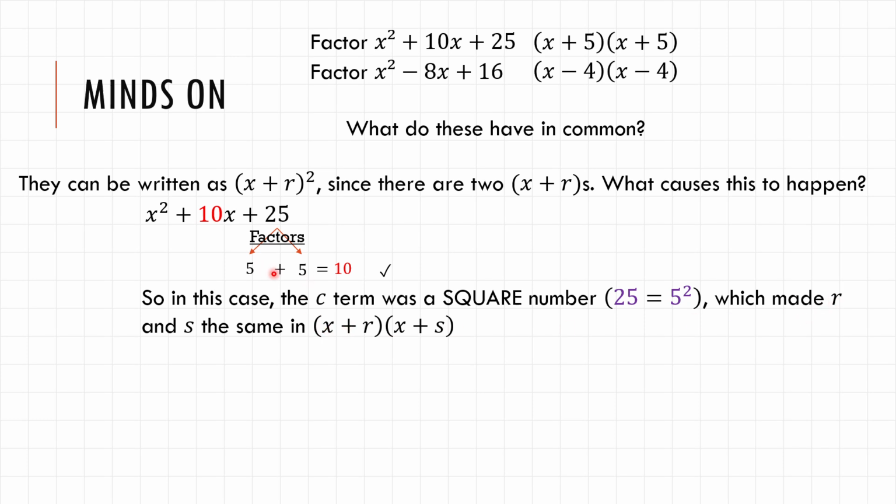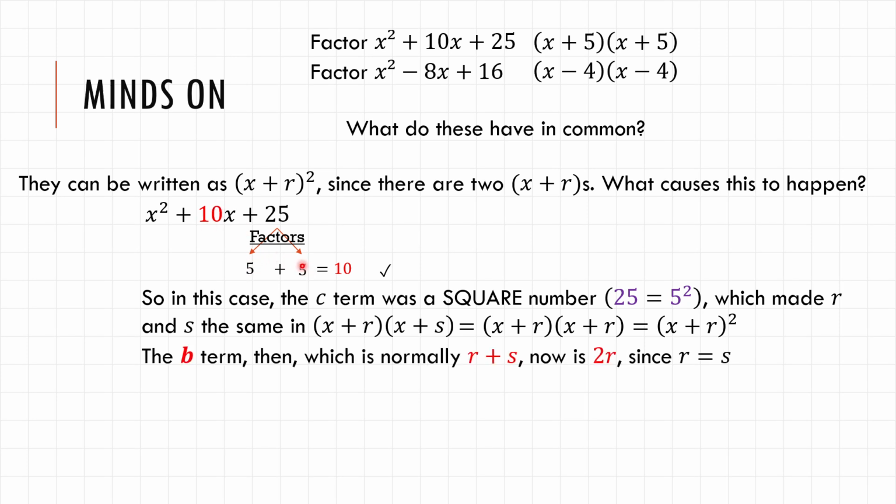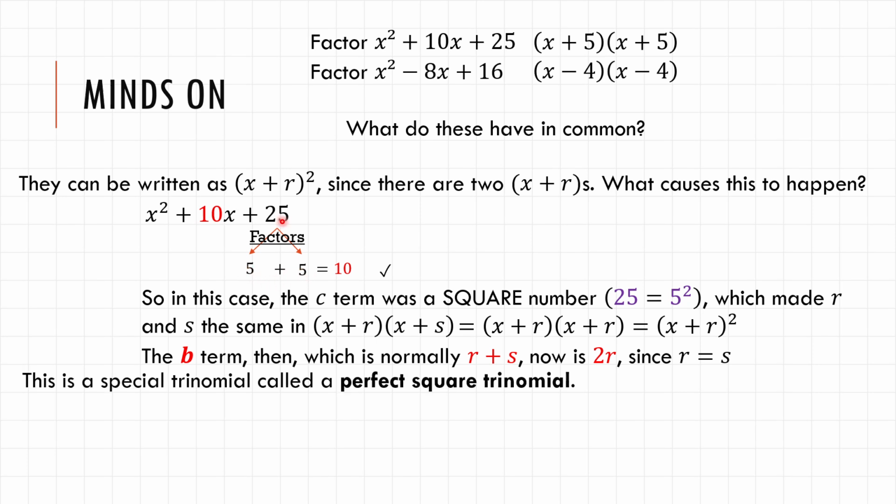That allowed us to have two factors that were the exact same. In this case, we would normally factor into x plus r, x plus s, but in this case, r and s are the exact same number. And that's only possible if the c value is a square number. So if s was equal to r, then we could rewrite this as x plus r times x plus r, which is, of course, x plus r squared. Now, the b value here is normally the sum of r and s. But in this case, it's going to be 2r, because we have r plus r, because r is equal to s in this case. So these two numbers that we have found that are factors of 25, we could add them up, but because we know they are going to be the same number, we can just multiply it by 2. And this is a very special trinomial called a perfect square trinomial.